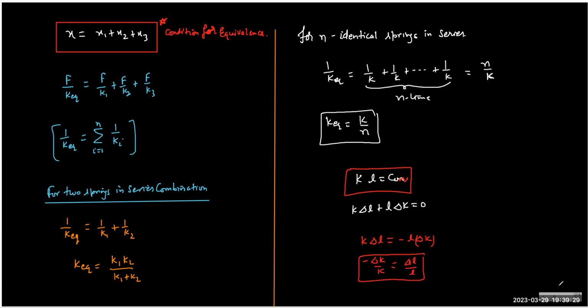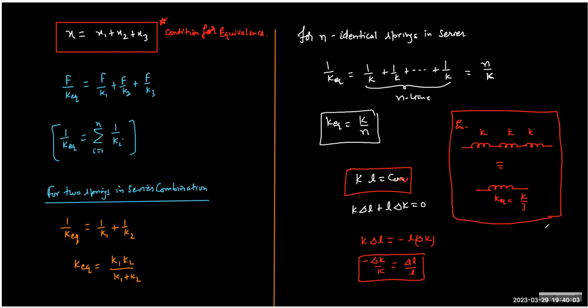Let's say, for example, if I tell you that we have three identical springs of value K, K, K. So this is equivalent to one spring of value how much? What is the K equivalent here? All are identical, right? So the new K will be K by 3. Do you guys realize what I'm saying?